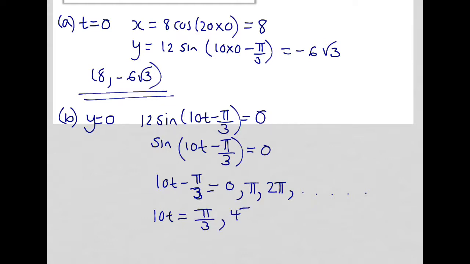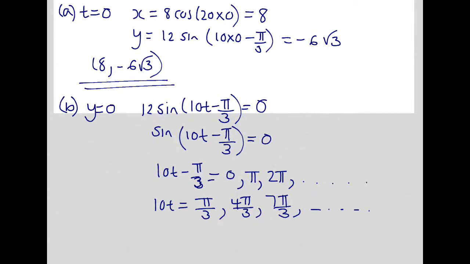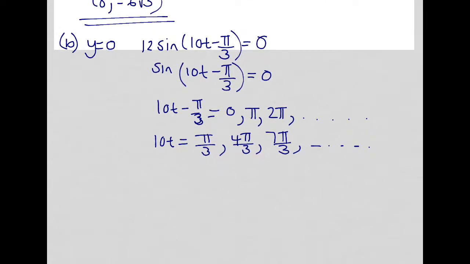So that would be 4 pi over 3. That would be 7 pi over 3, and then you're going to get that t would equal, because you're dividing by 10, pi over 30, 4 pi over 30, 7 pi over 30, and so on.